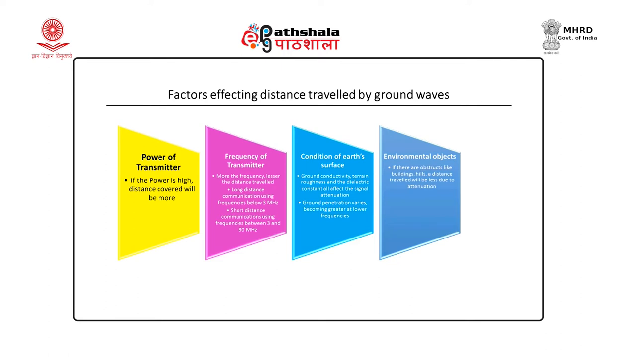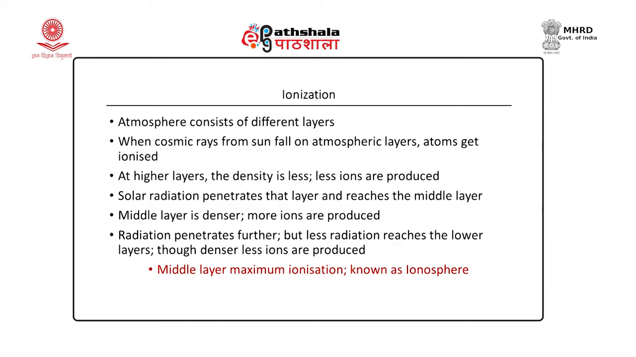And the fourth factor which affects the distance traveled by ground waves is the environmental objects. So, if there are obstructions like buildings, hills, etcetera, they will attenuate the signal due to reflection and diffraction, and hence the distance traveled will be less. So, they will attenuate more before they reach the receiver. So, this is about ground waves.